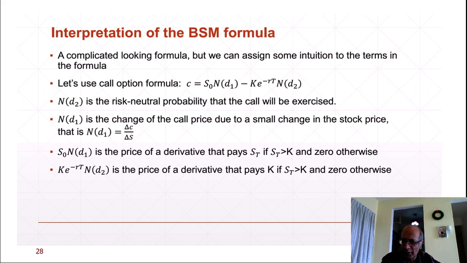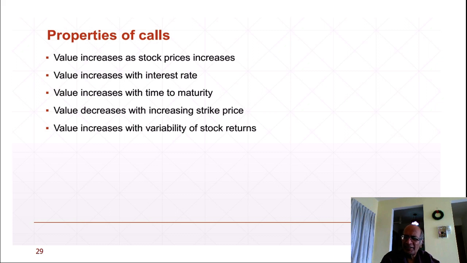That's why we associate the ND1 with S0. So S0 times ND1 is the price of the derivative that pays ST if ST is above K, and otherwise 0. K e to the RT, that is the present value of K, times ND2 is the price of the derivative that pays the strike price K if ST is above K. We are talking about a call throughout, and 0 otherwise.